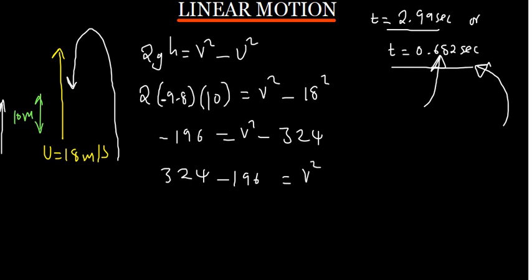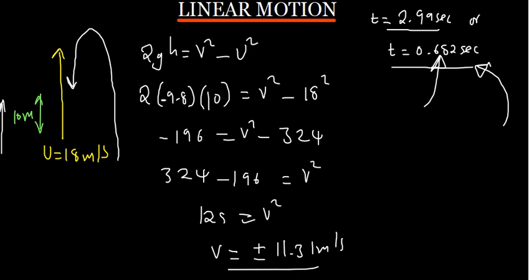If you use the wrong signs, you'll find a negative, and for a negative you don't have a square root. So 324 minus 196 is 128, and this is v squared. Square root both sides. The square root of 128 gives us positive or negative 11.31 meters per second. Why positive or negative? Because you can either just go up or go up and then start coming down. So this is how we operate on questions talking about linear motion and also free fall motion.